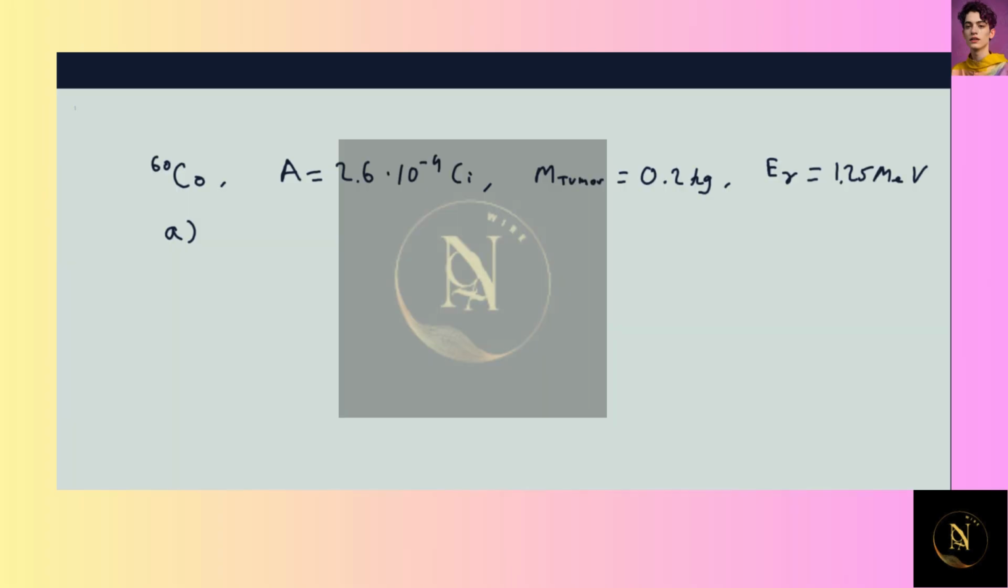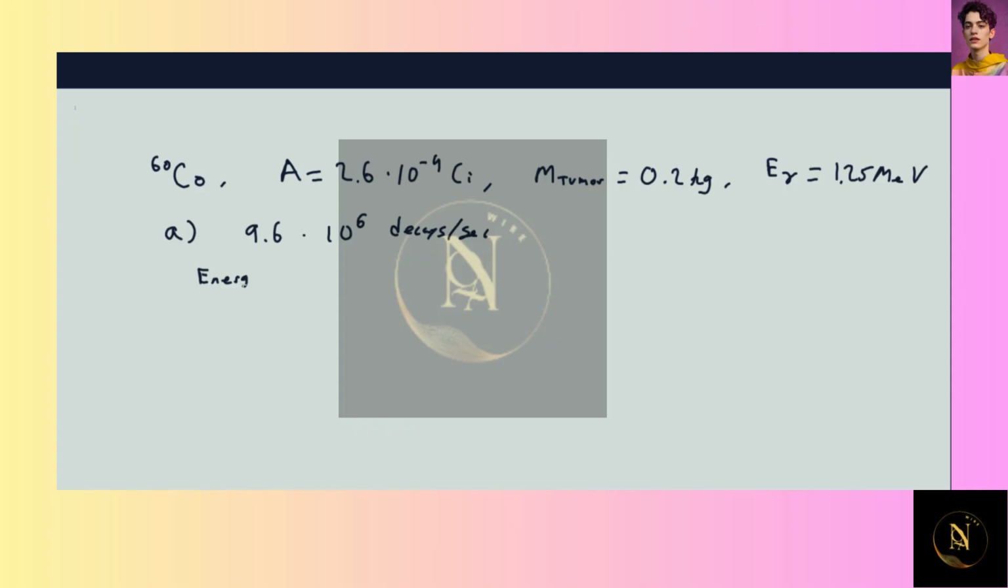So the first thing to calculate is the number of decays per second. And we're already given this in curies, so if we convert to the number of decays per second, we get simply 9.6 times 10 to the 6 decays per second.